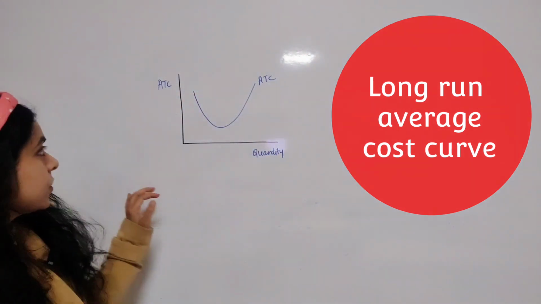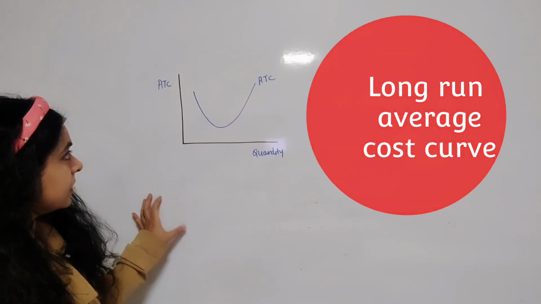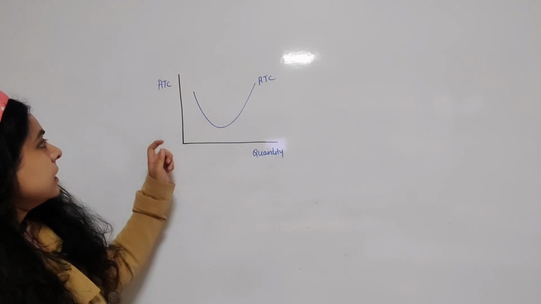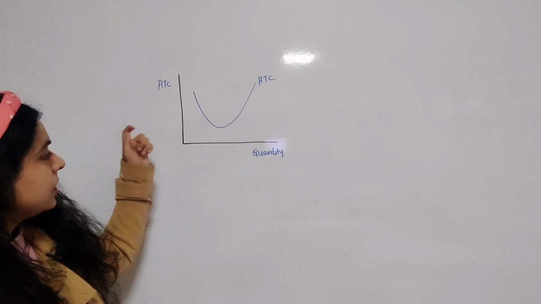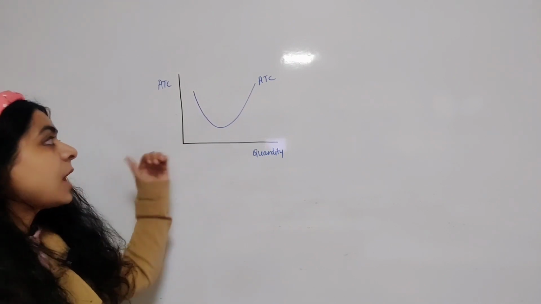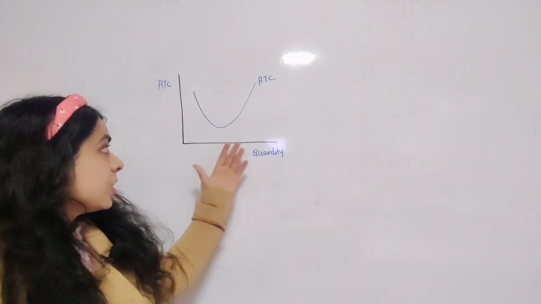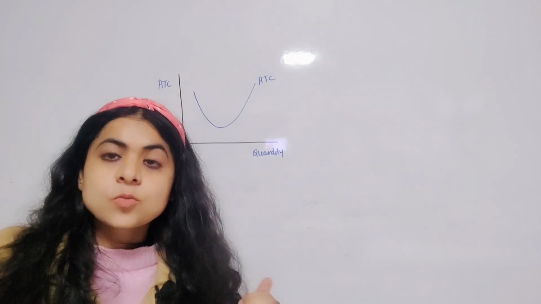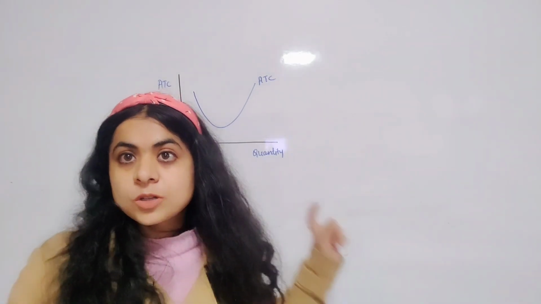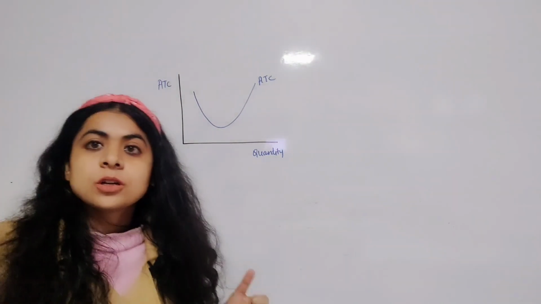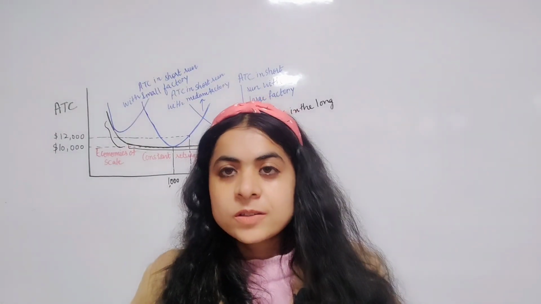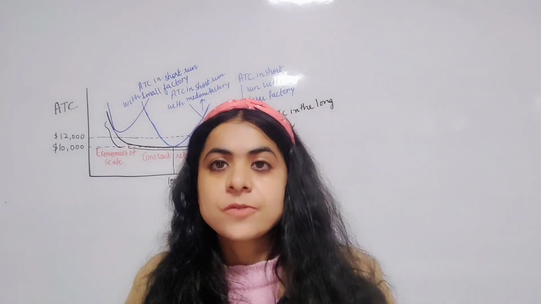Here I have drawn a short run average cost curve of the firm, which is a U-shaped curve, which shows that average cost diminishes at lower levels of output and increases as output increases. On the other hand, the long run average cost curve is a flatter U-shape as compared to this U-shaped average total cost curve. Let's understand this concept of the long run average cost curve with the help of a car manufacturing firm.